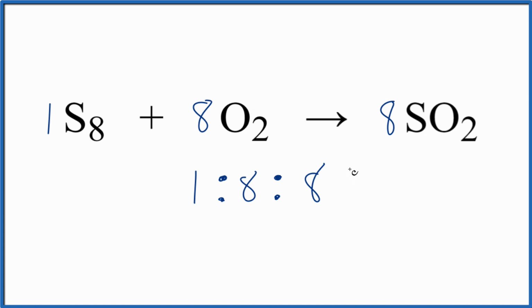Once we know the ratio, we can start to predict amounts. So if I told you you had 2 molecules of S8, how many molecules of oxygen would you need? So here, we've just doubled this number, so we'll just double this. You need 16 oxygen molecules, and you get 16 sulfur dioxide. So given any starting number, you can figure out how much you'll need and how much you'll get.